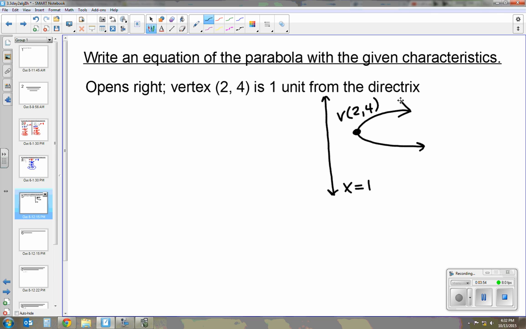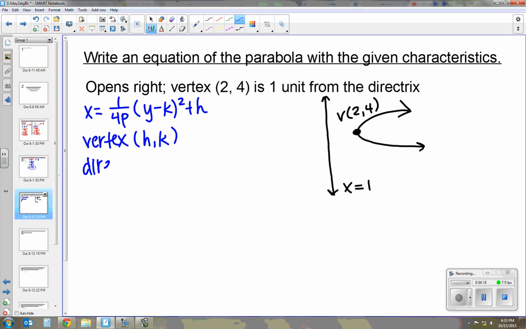So what we're going to use is we have a new vertex form for this. I'm going to write this down for you. And then we know it's an x equals. So what we're going to use, this is brand new, x equals 1/4 p times (y minus k) squared plus h, where our vertex is our h and our k, and our directrix is going to be x equals h minus p. I'm going to put all this information in one place at the very end.